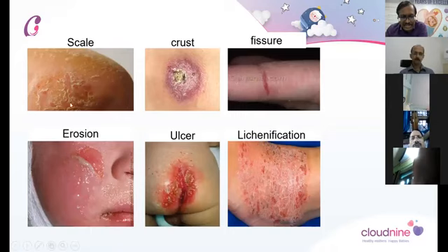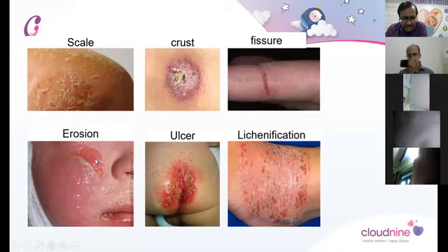So these are the scaling. You can see all the scale. For example, seborrheic dermatitis. This is the crust and these are the fissures. And you can see the skin erosion here. And this is the ulcer and the lichenification, which we commonly see in atopic dermatitis.